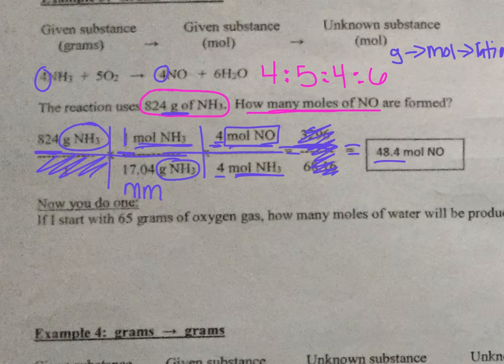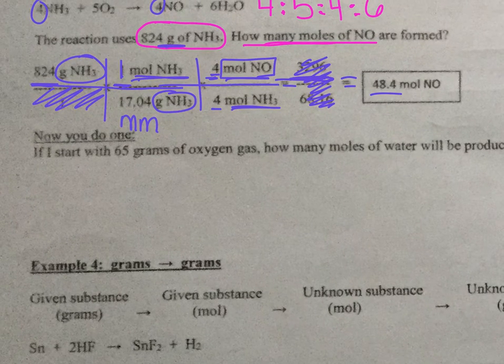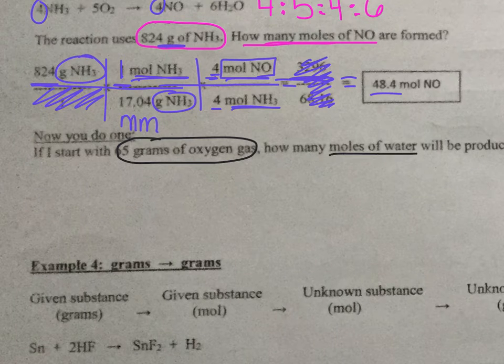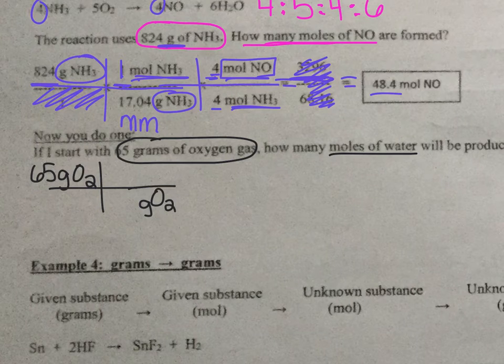So let's try one together. We have 65 grams of oxygen gas. So we're starting in grams. How many moles of water will be produced? So I'm going to have 65 grams O2. I'm going to bring grams of O2 down to the right. I'm going to stop and think about it. I'm in grams right now.